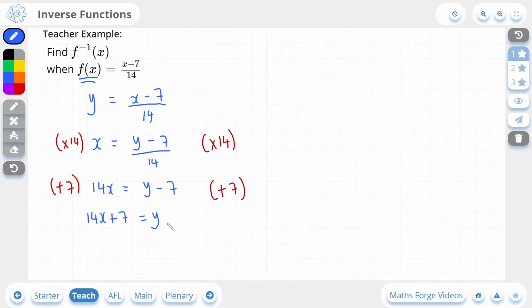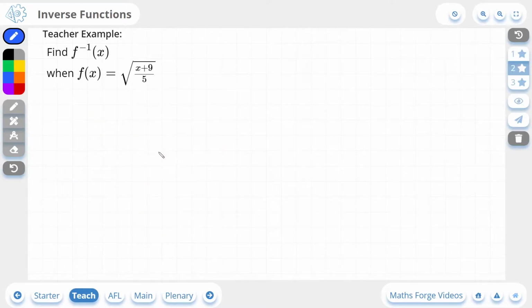Now, once you have rearranged for y, if done correctly, this is your inverse function of f of x. So we finish by writing the inverse of f of x, so f inverse of x, is equal to what we found to be y, which is 14x plus 7. And if we check our answer, there it is. Now let's do a 2-star example.